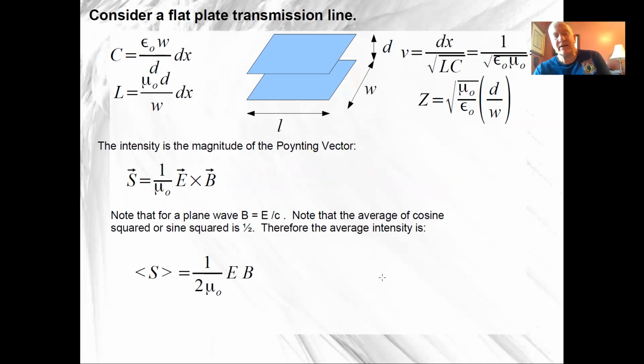The magnitude of this becomes 1 over 2 mu naught EB, because what we're going to use to solve this equation is, don't forget, electric fields and magnetic fields that are cosine or sine waves. And if we average over a period a sine or a cosine wave squared, we get the value of 1/2, right? So the magnitude of the Poynting vector, the average value, is equal to 1 over 2 mu naught times E times B.